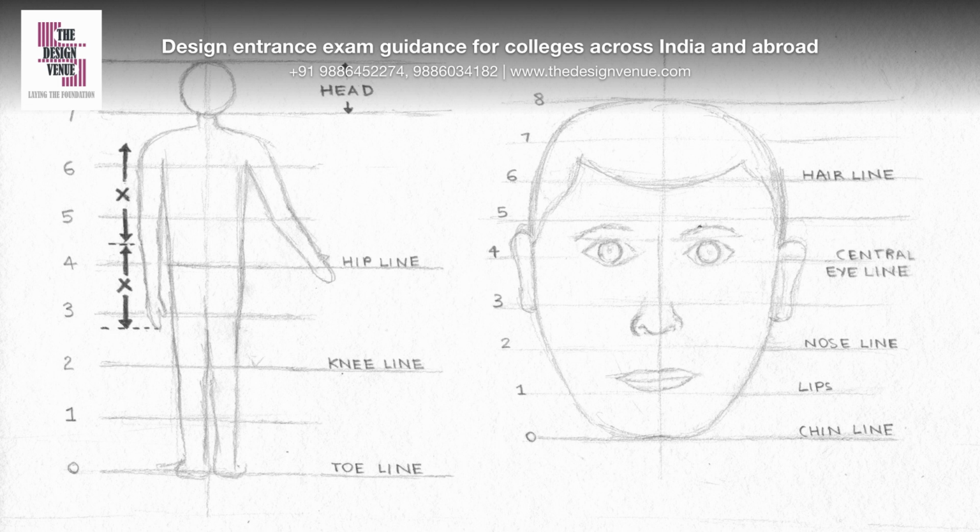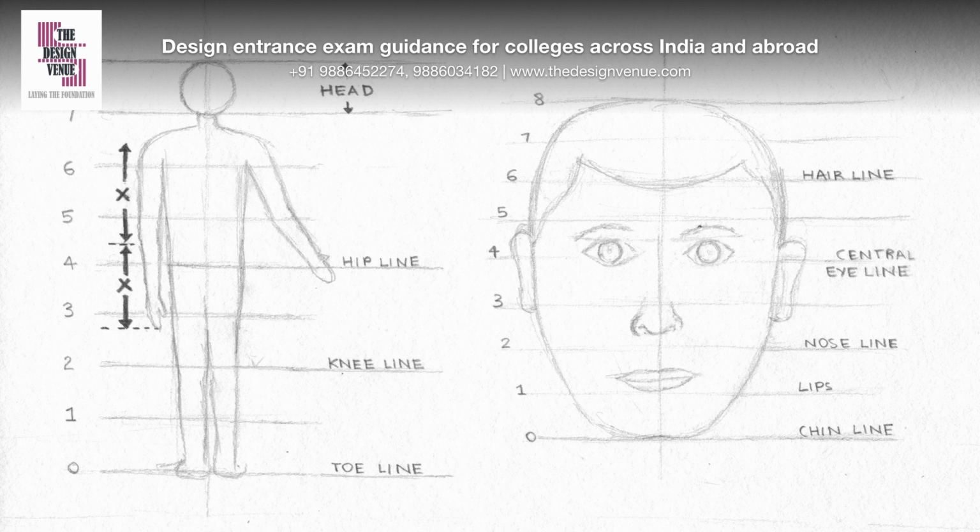The central eye line will be around the 4th division, which is the midpoint between the top part of the hair and the chin line. The nose line will lie between the 2nd and the 3rd division, and the lips will be around the 1st division. These are approximate values and you could always vary them.